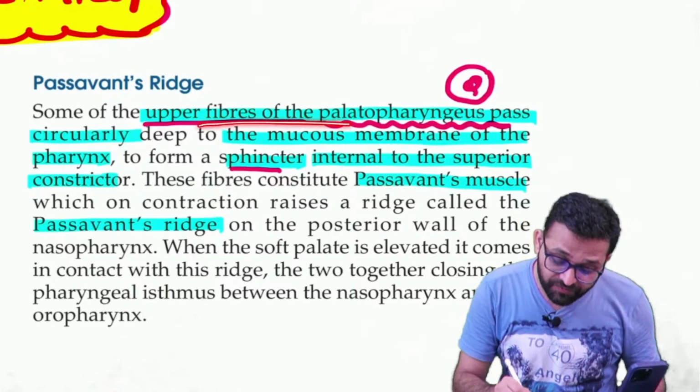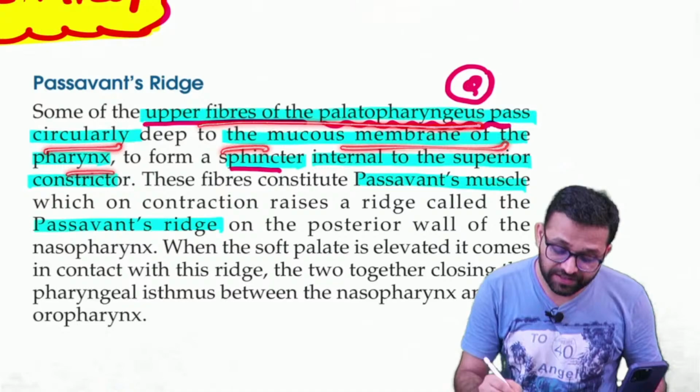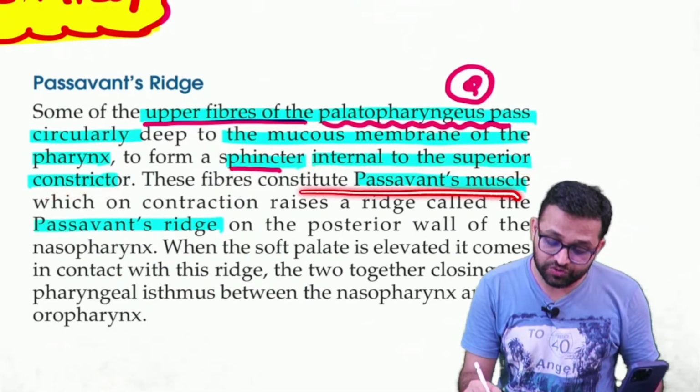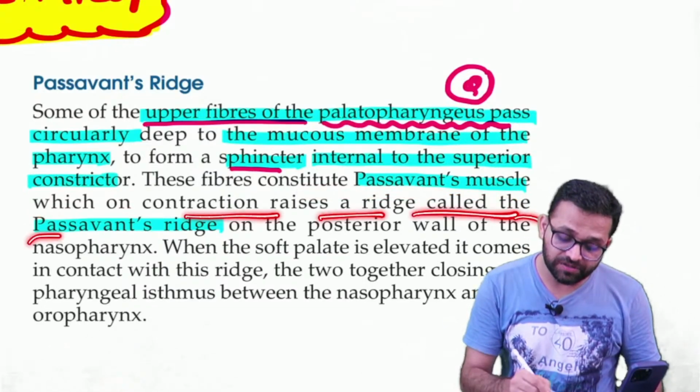The upper fibers of the palatopharyngeus pass circularly, deep to the mucous membrane of the pharynx, so they form a sphincter internal to the superior constrictor. These fibers constitute the Passavant muscle. On contraction, it raises a ridge called Passavant's ridge.